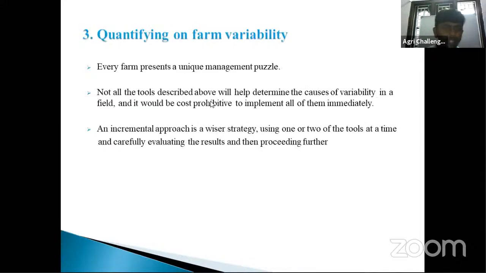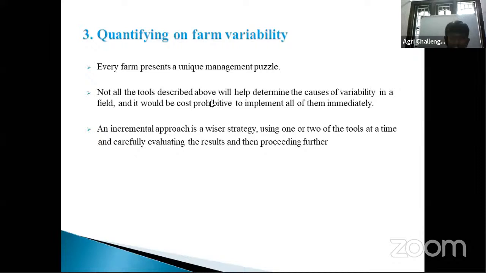The next one is quantifying on-farm variability. We are doing everything, but we have to quantify how much is variable. That is also part and parcel of this. Every farm presents a unique management puzzle.